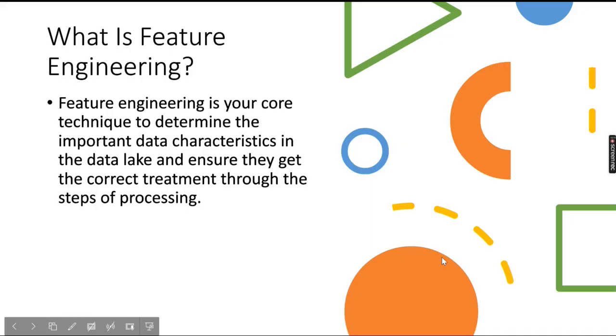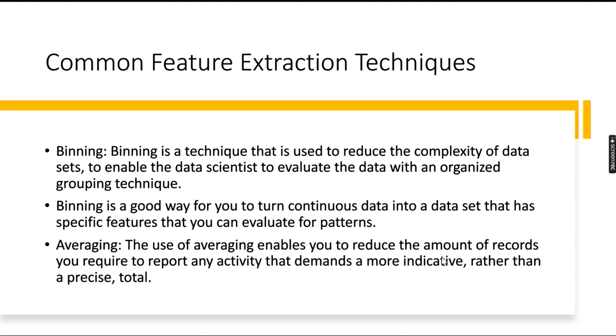And so today we will see the next part of the transform Superstep. So we will start with feature engineering. Feature engineering is the core technique to determine the important data characteristics in the data lake to ensure that we get the correct treatment through the steps of processing. So feature engineering means we have to basically classify our data based on certain features.